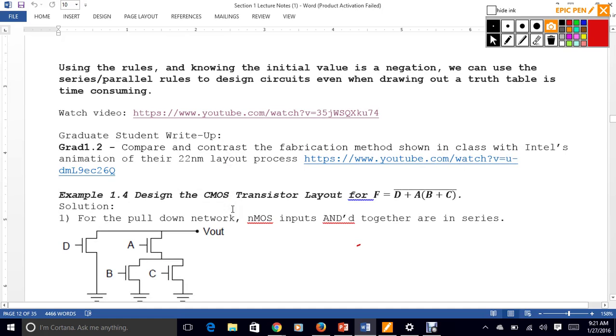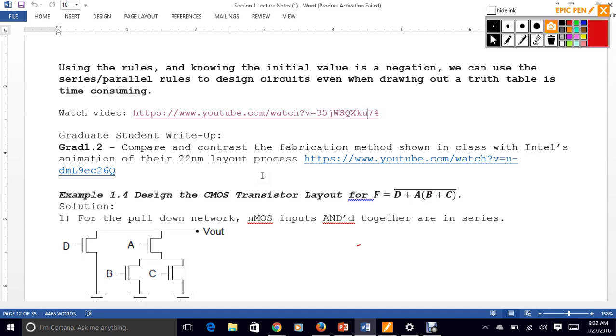So basically, I'll send this DNA to you and I'll put this up for the extra credit. So compare the fabrication method shown in this video with the animation of the 22 nanometer layout process.